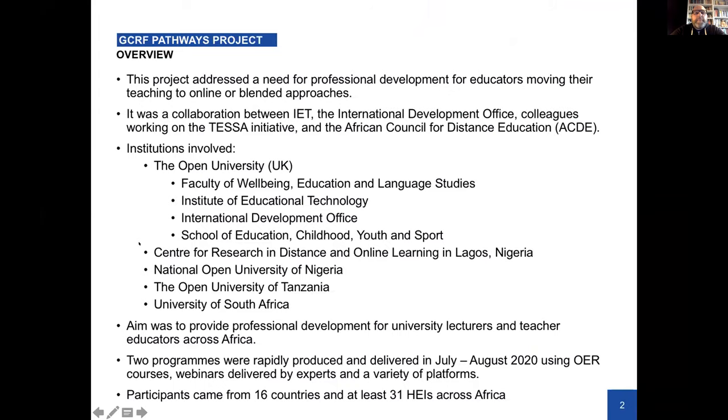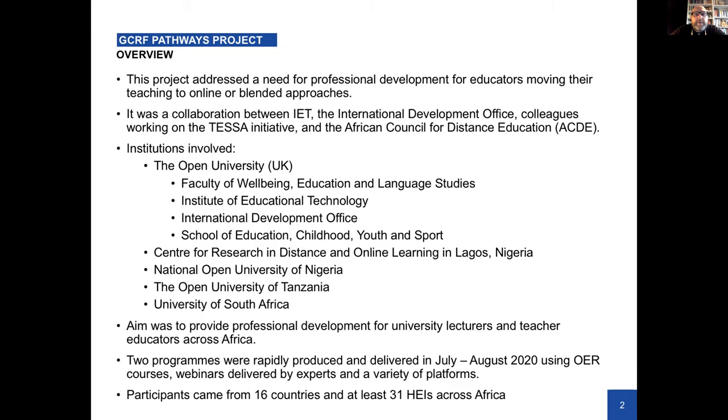The Pathways project actually took place last summer, and was very much like some of the other projects discussed today, a kind of pandemic response. In this case, it was a collaboration between several departments within the Open University. That includes the Institute of Educational Technology, which is where I'm based, the International Development Office, the Faculty of Wellbeing, Education and Language Studies, and the School of Education, Childhood, Youth and Sport. As well as several African institutions coordinated by the African Council for Distance Education.